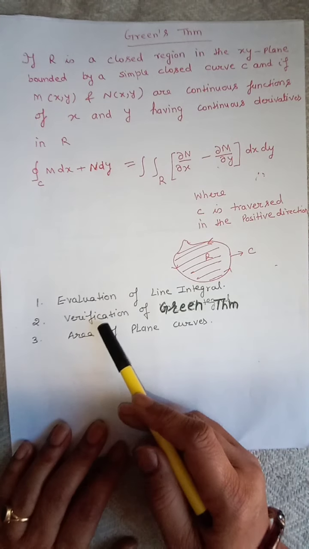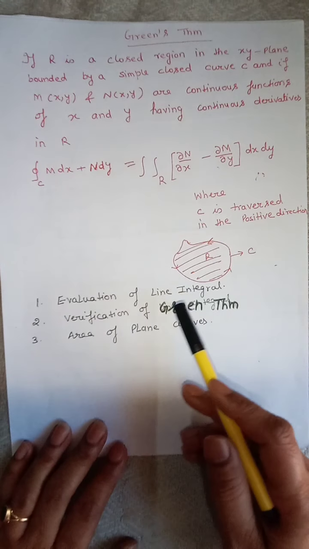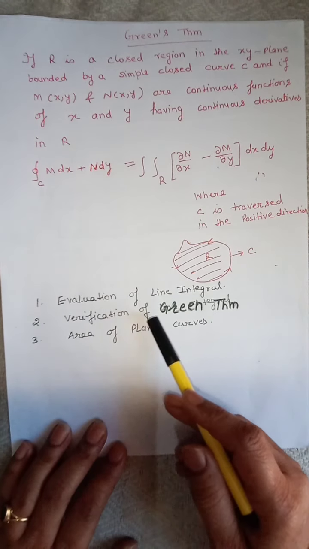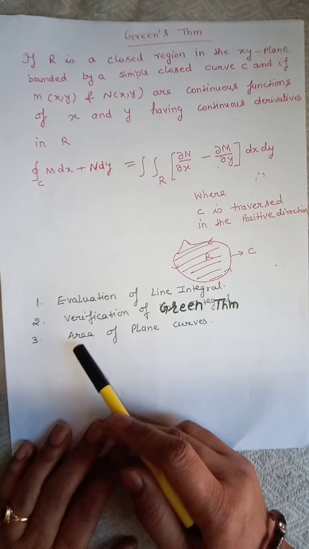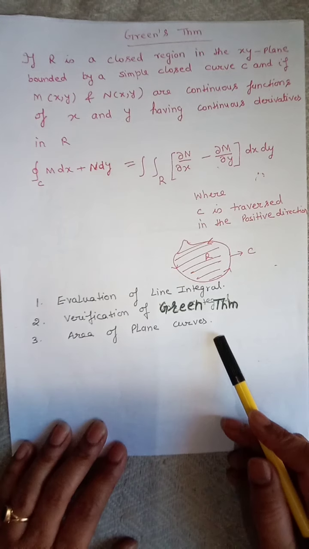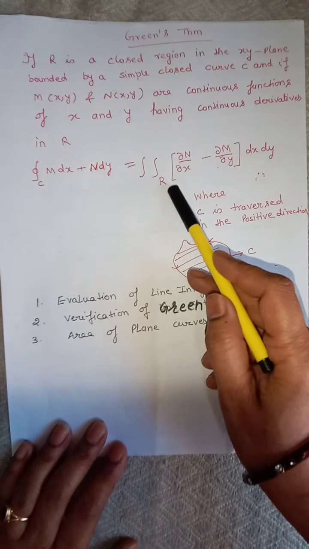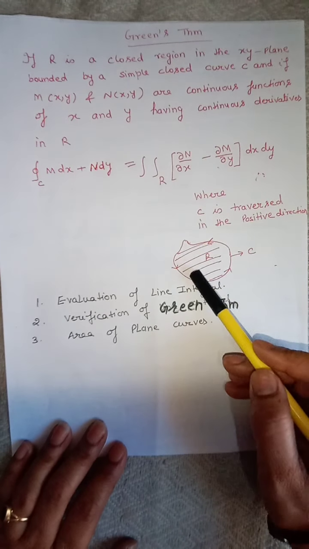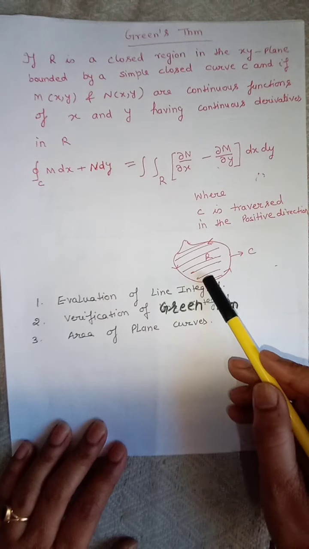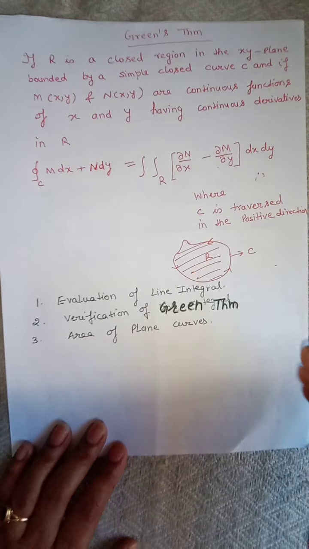Now in Green's theorem we have three types of questions. First one is evaluation of line integral, second one is verification of Green's theorem, and third one is area of a plane curve. These three are the types of questions in Green's theorem. Here it is important to note that the limits are found by the region R. We take either a vertical strip in the region R or a horizontal strip in the region R.